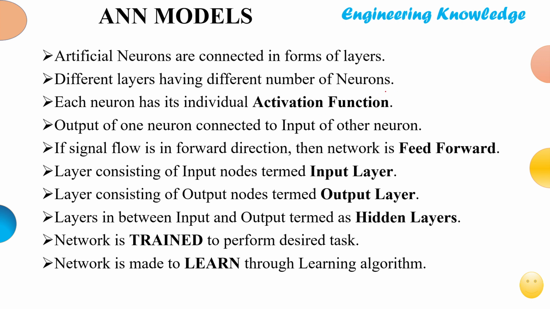This is very important. In our optimization problem, we will have to optimize how many neurons are required in each layer and how many layers are required. Then we will have neurons which will have their own activation functions. I will detail which activation functions we generally use. The output of one neuron is connected to the input of the other neuron. If we go from left to right, the signal flow is in the forward direction. This is called a feed forward network.